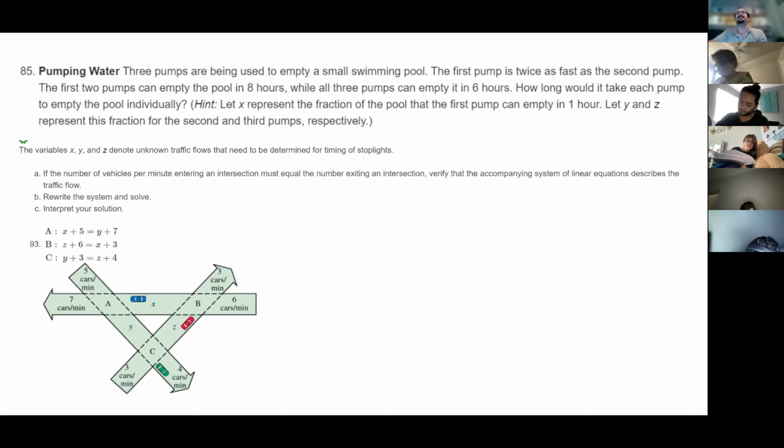So if I'm reading this along, I read the sentence, the first pump is twice as fast as the second pump. What does that tell me? Which one's the first pump? X equals 2Y. Okay.